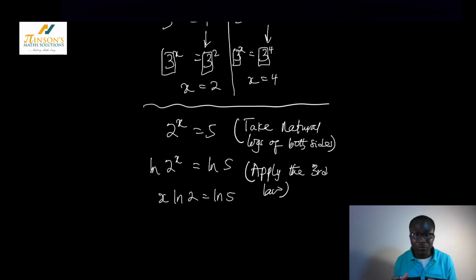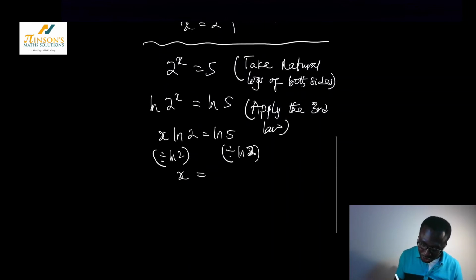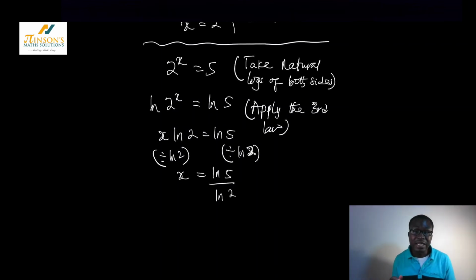Okay, if I want to solve for x, we do that the way we learned from GCSE. I'll divide both sides by whatever is multiplying x. So here the natural log of 2 is multiplying x. So I'm going to divide here by the natural log of 2 and divide here also by the natural log of 2. Let me write it carefully. So we've got x being our natural log of 5 divide, which is our fraction line, the natural log of 2.